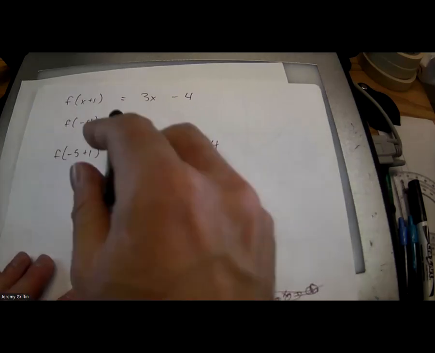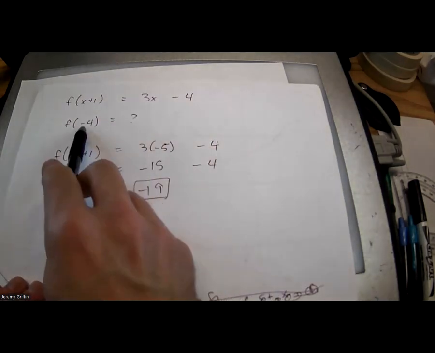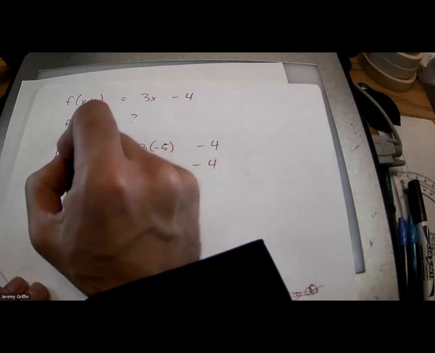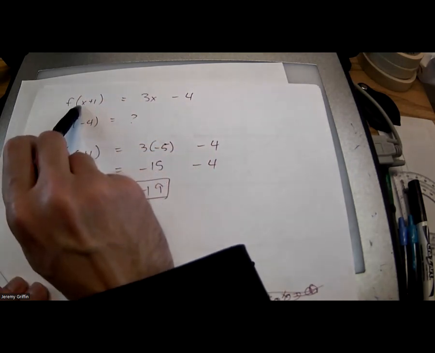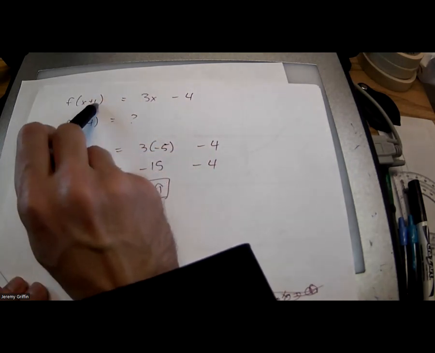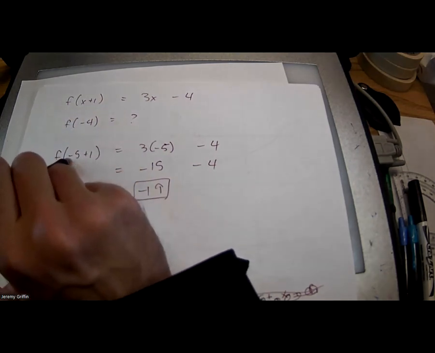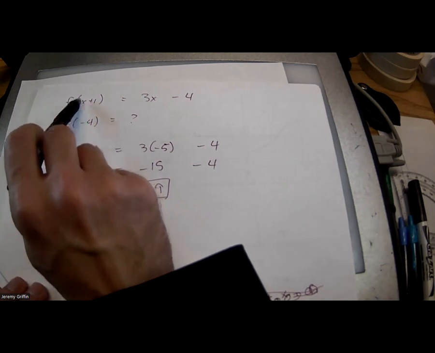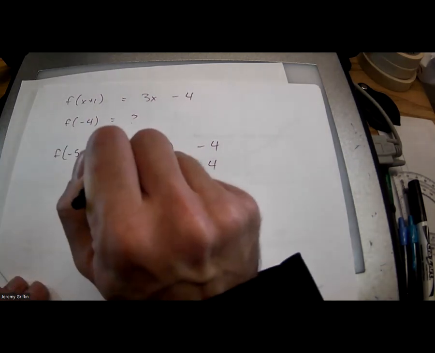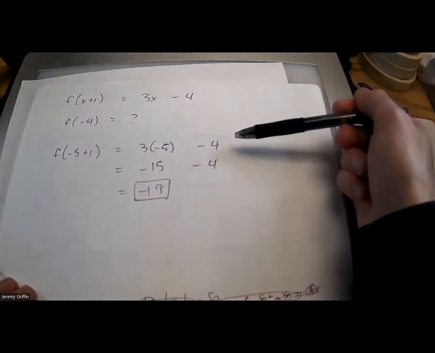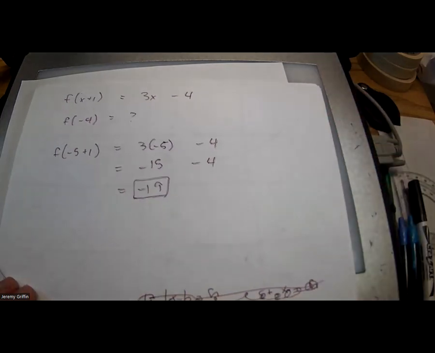I'm back up in a second. Guys, dig into this, right? So what is f of negative 4? All right, now guys, what would you plug in for x so that all the stuff comes out to negative 4? How about negative 5? Right? Negative 5 plus 1 is negative 4. That's what x is, negative 5. Okay.